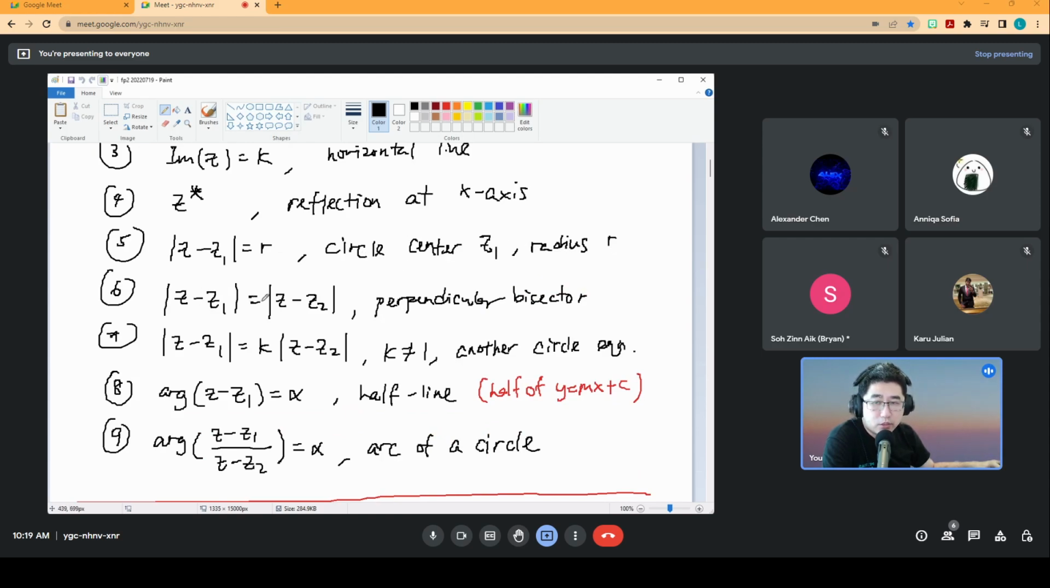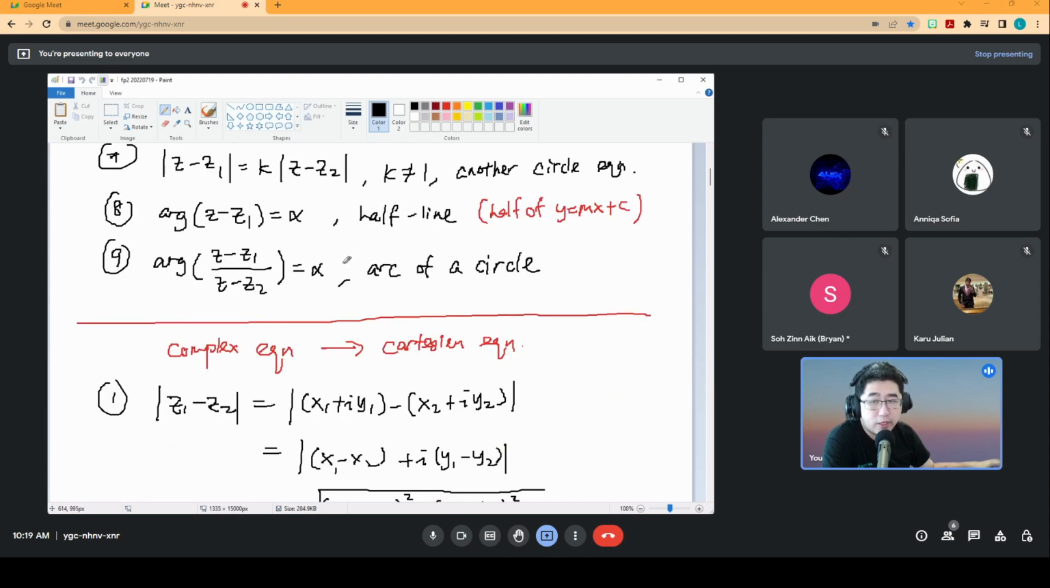Modulus of z minus z1 equals modulus of z minus z2 is a perpendicular bisector. Modulus of z minus z1 equals k times modulus of z minus z2, where k is not equal to 1, is a circle equation. Number 8, argument of z minus z1 equals alpha is a half line. Number 9, argument of z minus z1 over z minus z2 equals alpha is an arc of a circle. We did discuss this drawing several times.